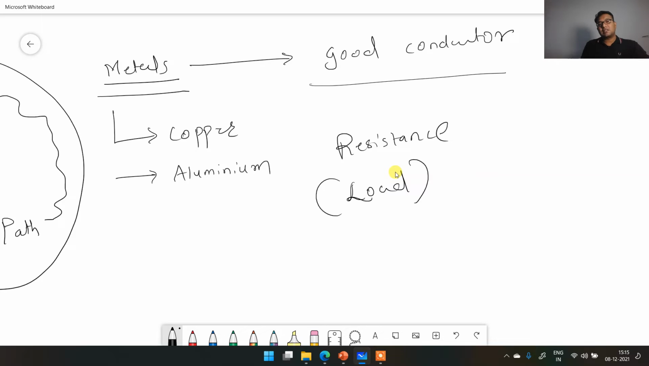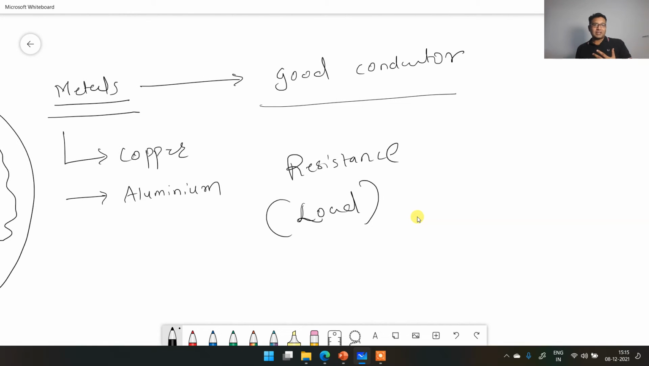Now what is resistance and what is load? I'll give you a very simple example. Let's say you are playing football. If I'm playing football, for example, then I kick the ball with a hard force. First example is with football. I kick a ball with a very hard force.